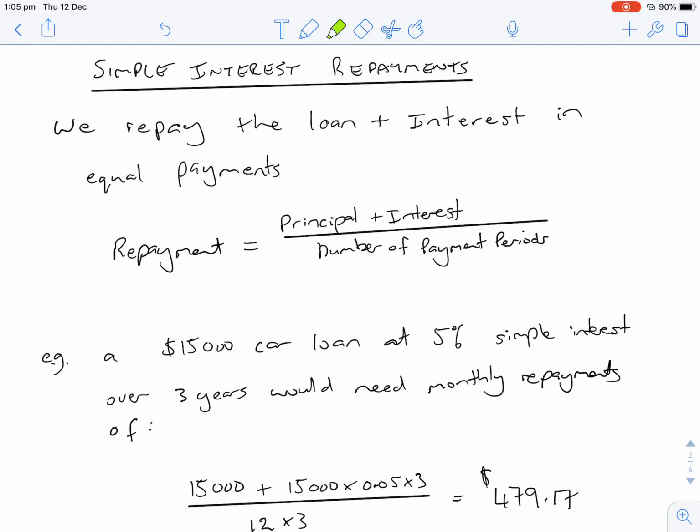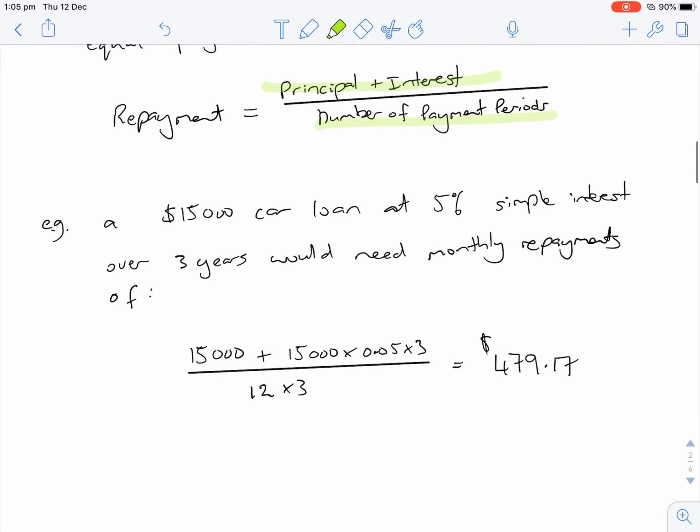So our repayment is the principal plus the interest, and the defining feature of simple interest scenarios is that we repay it in equal instalments. So whatever we owe, we just divide what we owe by the number of payments that we're going to make. So if I was paying off my loan monthly for 3 years.